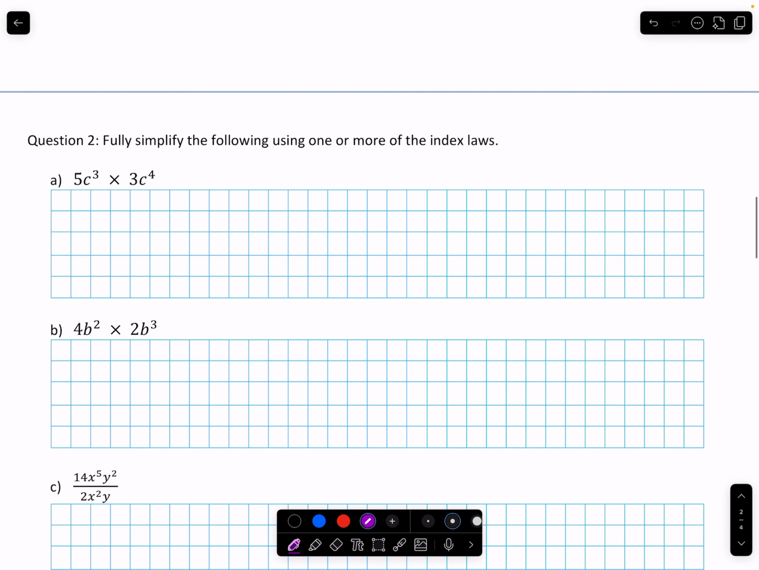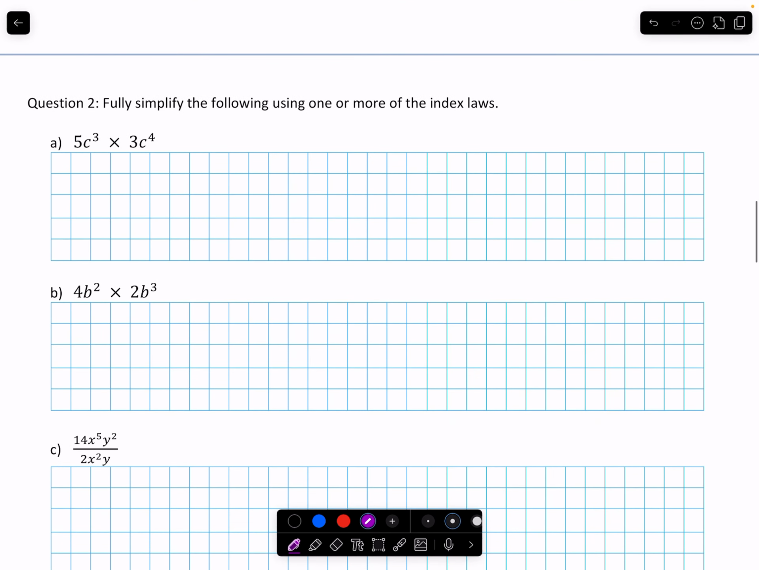Fully simplify the following using one or more of the index laws. So just a reminder, in maths, the sign that you don't write is multiplication. So if you want to break this up and show all the multiplications, it looks like this. Why is that useful? Because you might remember in class we said 1 times 2 times 3 is equal to 6, which is a true statement. And 3 times 1 times 2 is also 6. So what we're showing here is that with multiplication, the order doesn't matter.